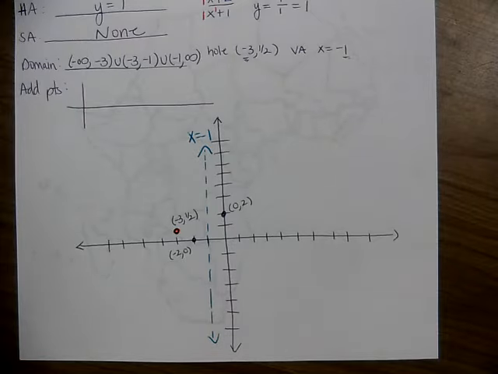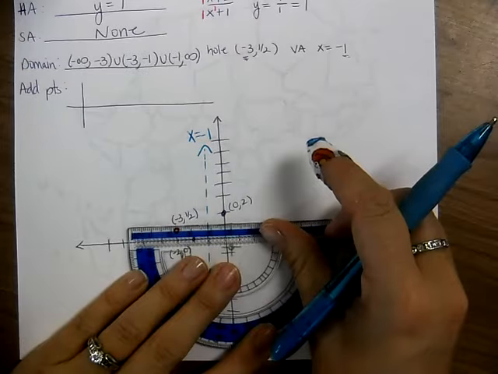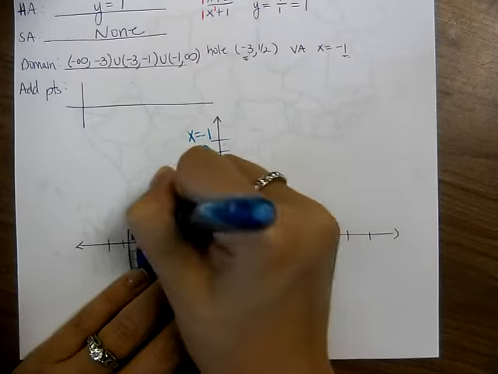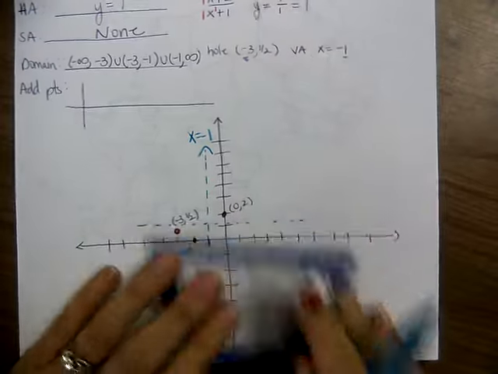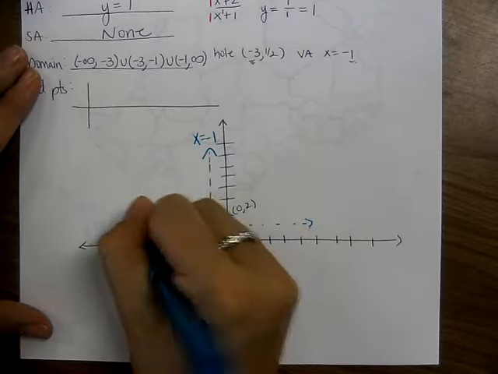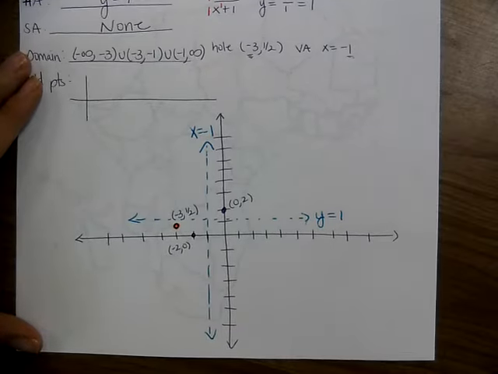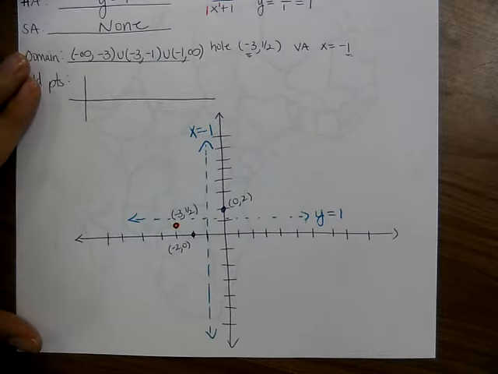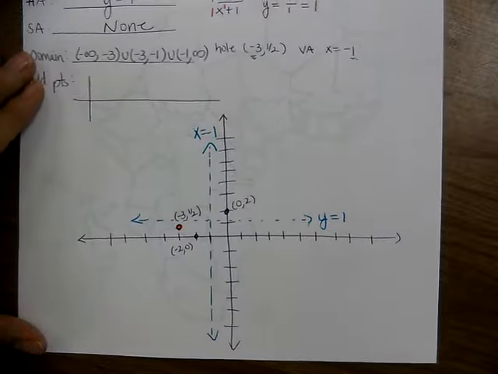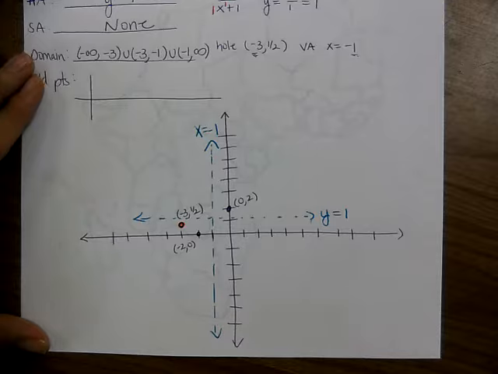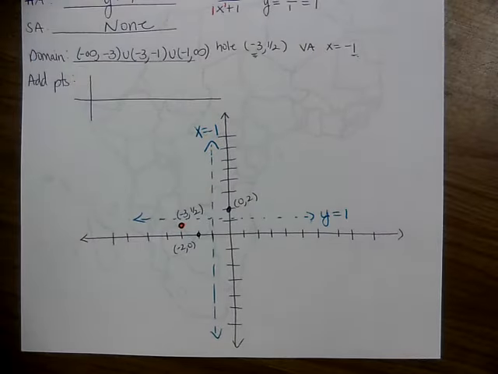And now I also have a horizontal asymptote at y equals 1. So that's a horizontal line. I'm going to do the same thing, draw it in dashed, and label it. Y equals 1. Yes, you have to have arrows because it's a line, so it extends forever in both directions. Okay, so there's no slant asymptote, and the domain doesn't get graphed, right? We just see the domain.